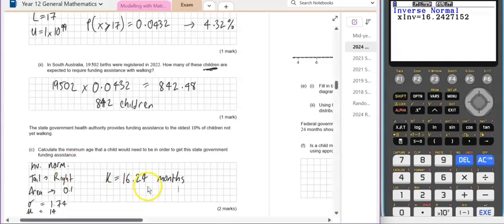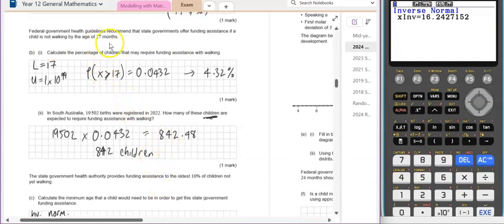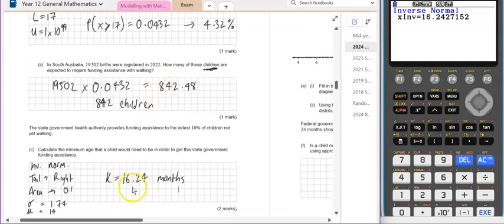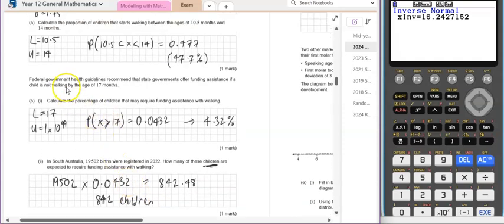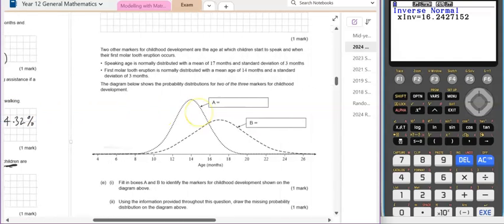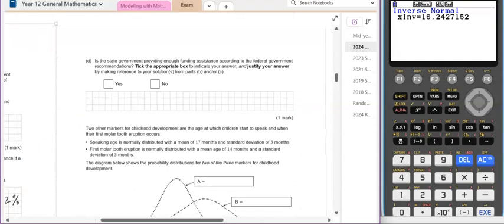months, which you can see is less than the 17 months that the federal government health guidelines recommends. Okay, so the state government actually provides funding a little bit earlier than the federal government actually recommends, which takes us on to the next question here. So the next question says, is the state government providing enough funding assistance according to the federal government recommendations? Tick the appropriate box to indicate your answer and justify your answer by making reference to your solutions from part B or part C. So the answer is yes, okay.